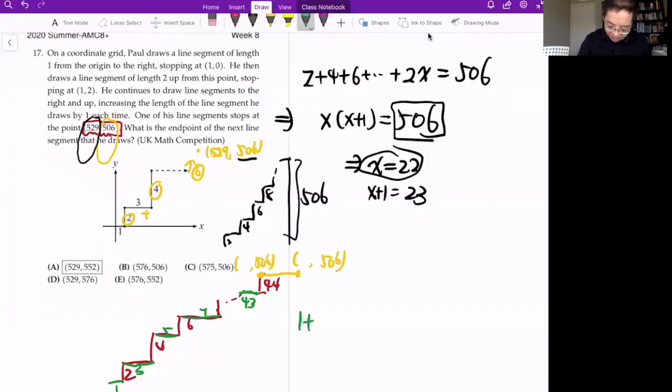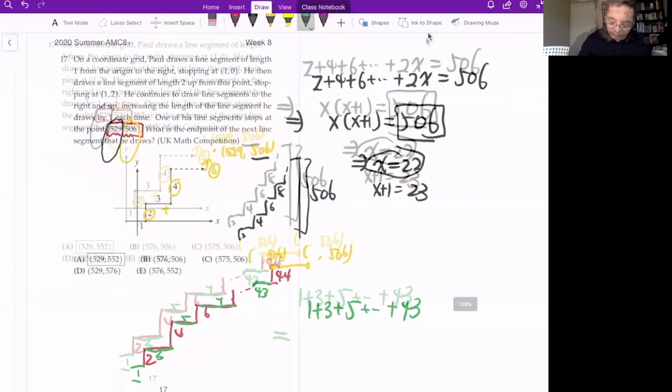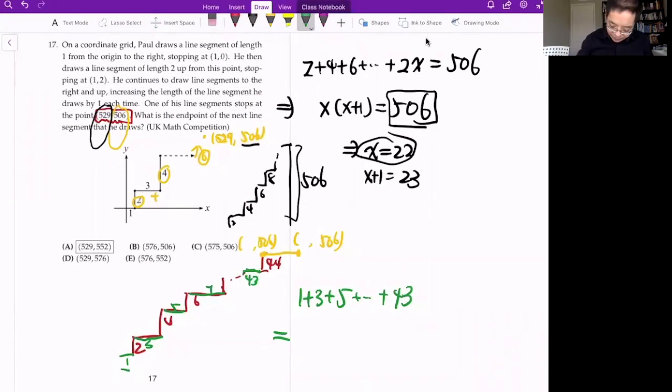So we have 1 plus 3 plus 5 and all the way to 43. We apply the Gauss formula. We get 44 times 11, so that's 484. That means this one is 484. It's right here, right?